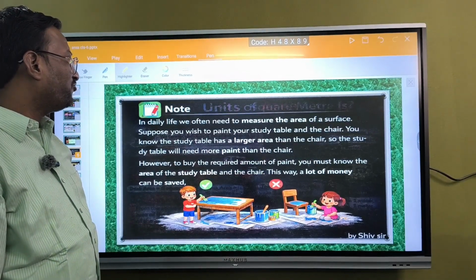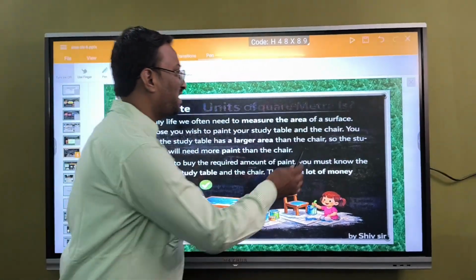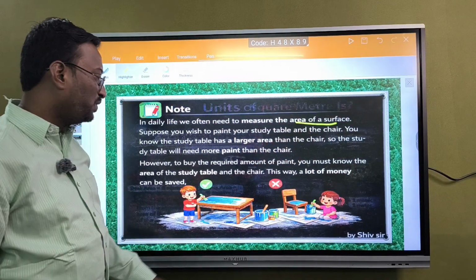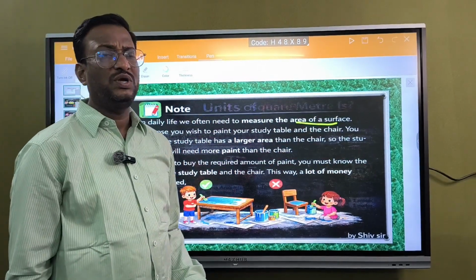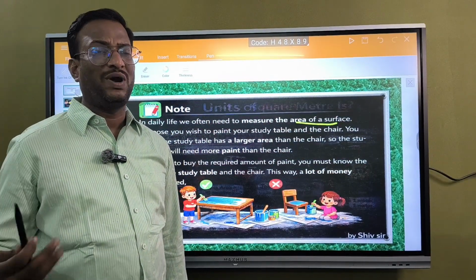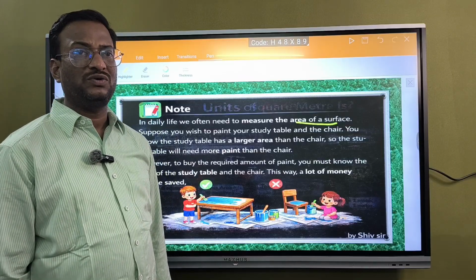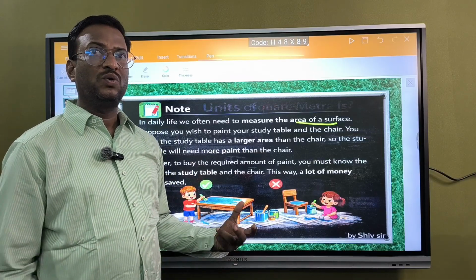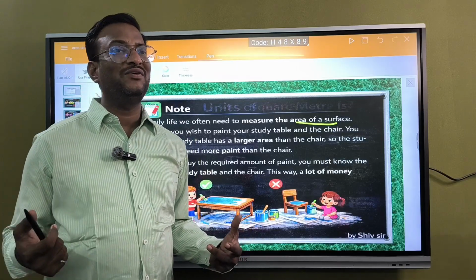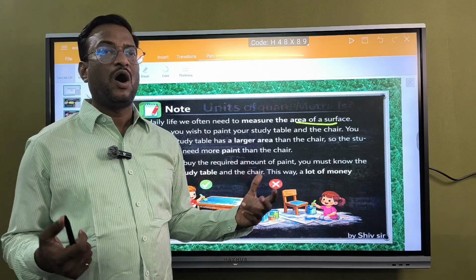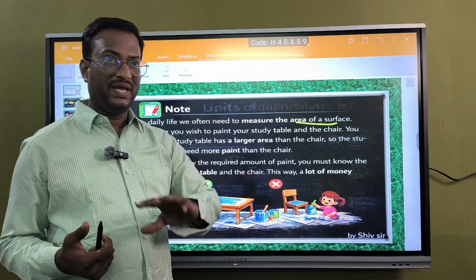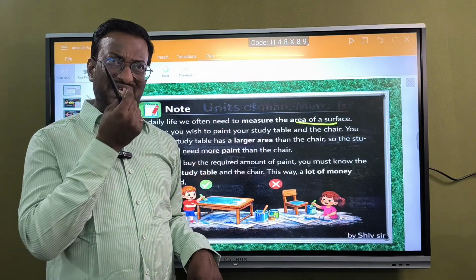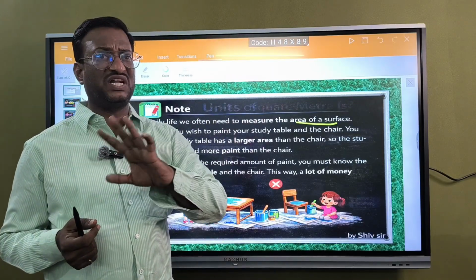Note, in daily life we often need to measure the area of a surface. For example, you want to paint a wall. For that, what do we have to do? We have to purchase paint, right? If you go and ask for paint, the shopkeeper will ask how much quantity is to be painted. For that, you need to know the area of the surface that we are going to paint.